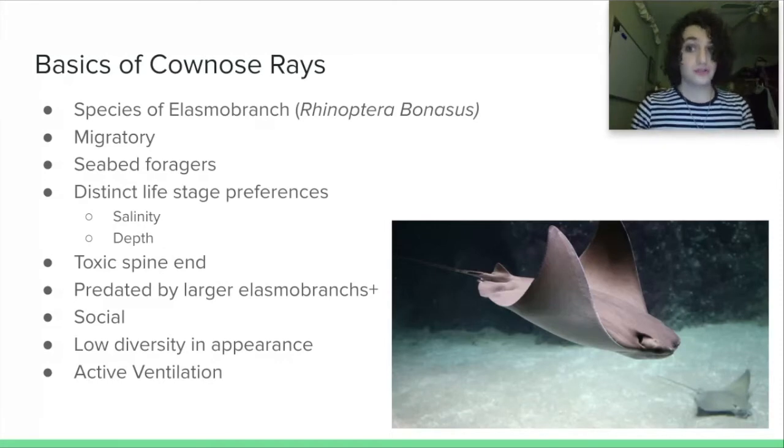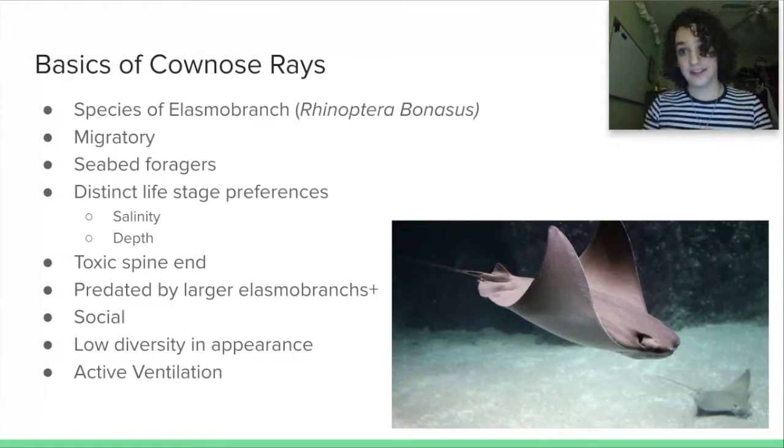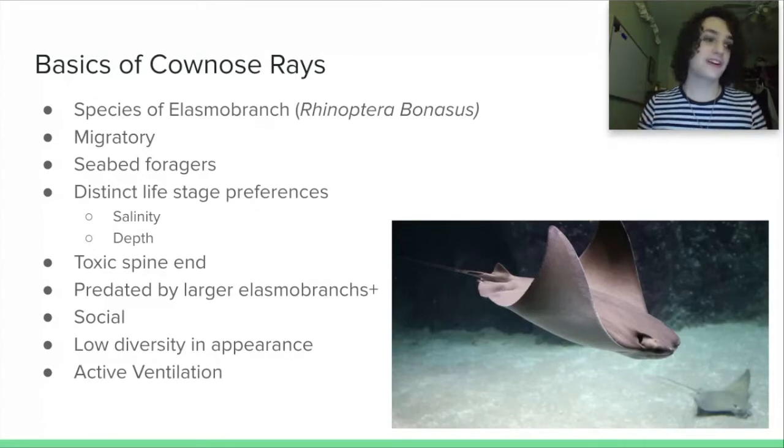They are social, generally in schools of 20 to 50, but when they're migrating, they can be found in schools in the 10,000s. There's a low diversity in their visual appearance, which makes it hard to identify individually without giving them some sort of external or internal tag. And they are finally active ventilators, which is really good for aquariums because they are not ram ventilators, so they can rest on a seafloor without any problems with breathing.